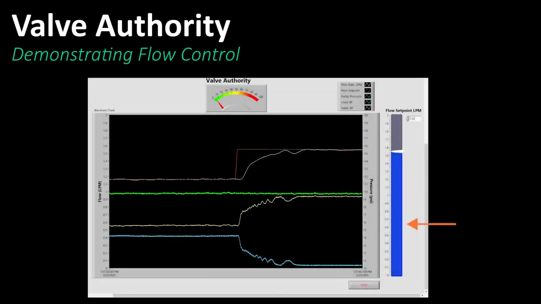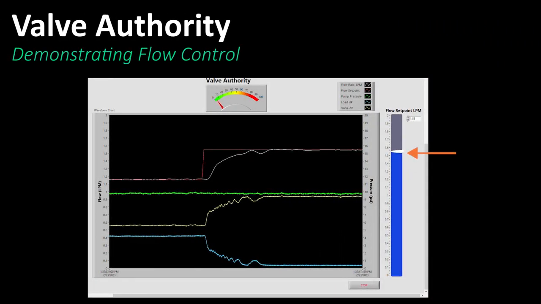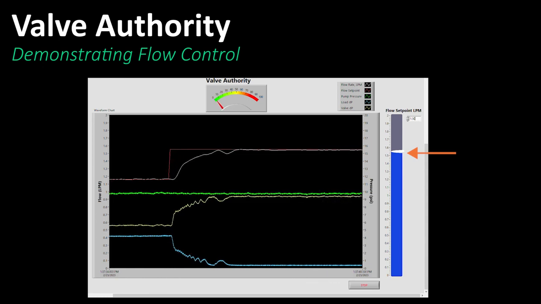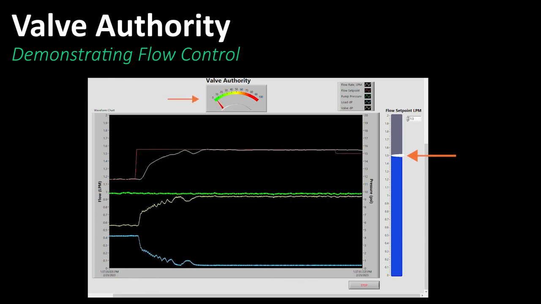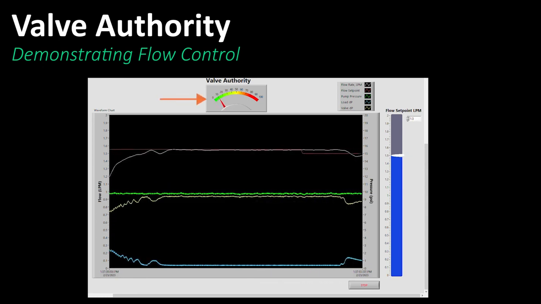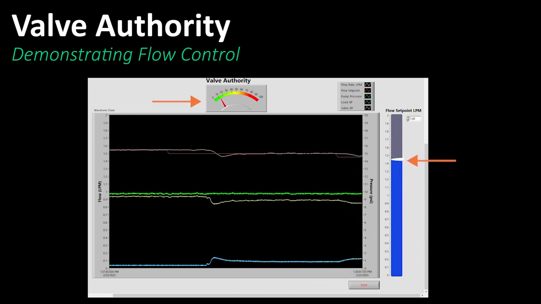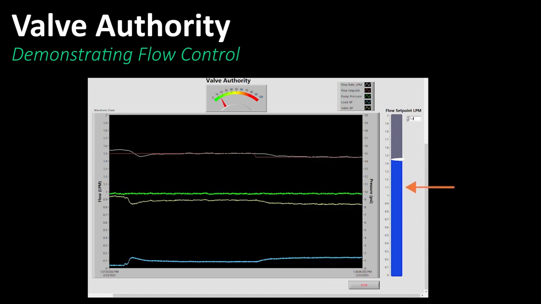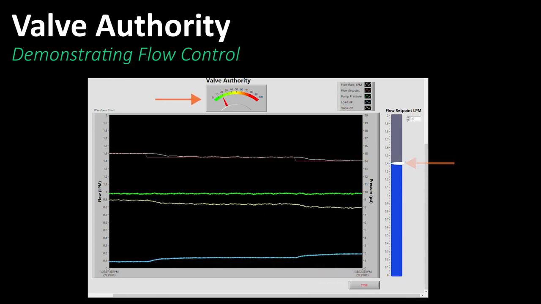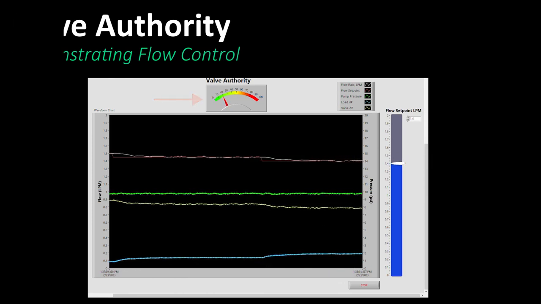Let's lower the flow set point from 1.55 to 1.5. This increases authority from 2% to 10%. And lower the flow further to 1.45, increasing the valve authority further to 15%. And finally, lowering the flow to 1.4, increasing the valve authority to 20%.